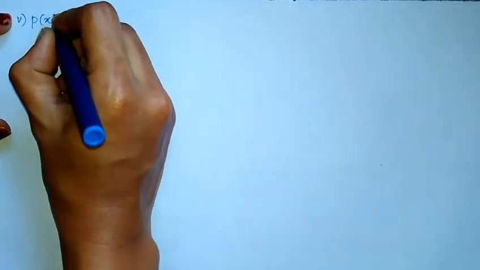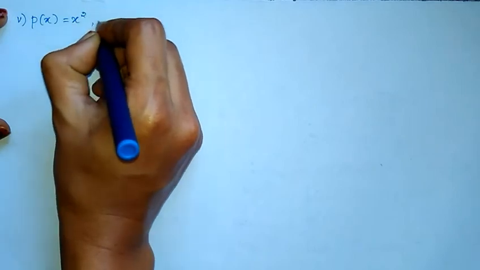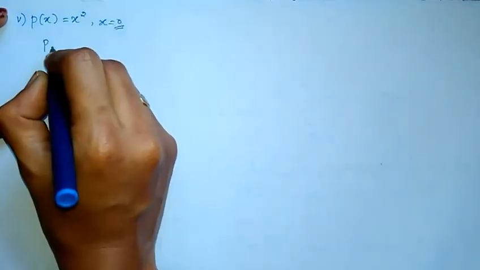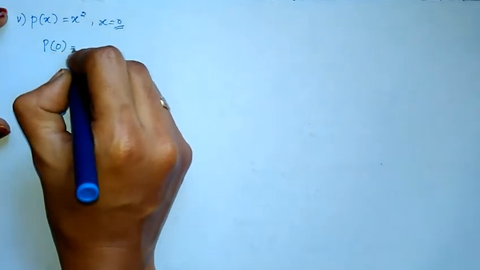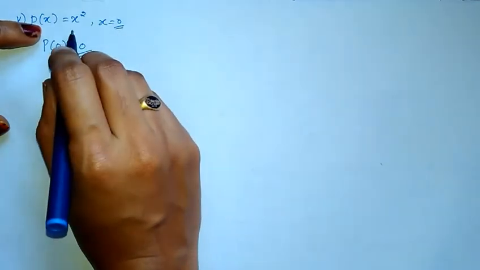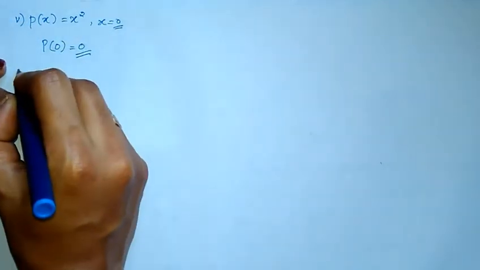Fifth one, p of x equal to x square where x equal to 0. Here the value of x is 0, so apply here 0. P of 0 equal to 0 square, that is 0. So 0 is a zero of p of x, that is x square.